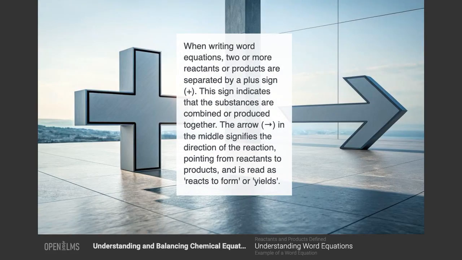When writing word equations, two or more reactants or products are separated by a plus sign. This sign indicates that the substances are combined or produced together. The arrow in the middle signifies the direction of the reaction, pointing from reactants to products, and is read as reacts to form, or yields.